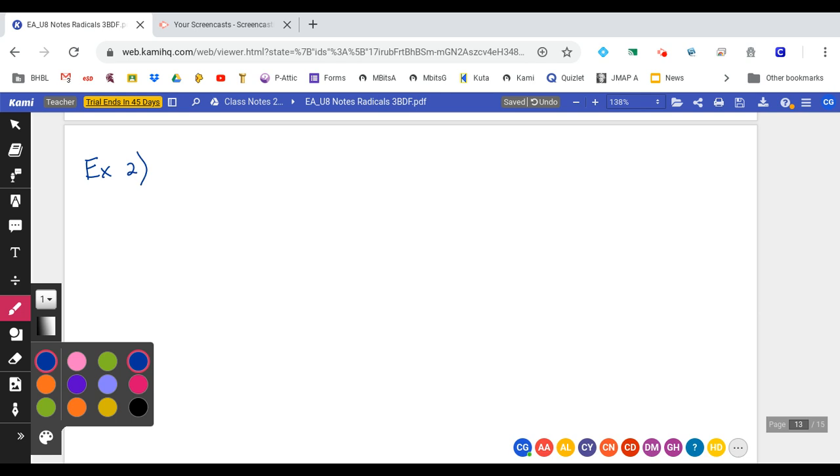Okay, let's try an easier one. Let's just say the square root of x is 10. Okay, it's already isolated. So square both sides. x is 100. We're done. All right, some will be very, very easy.